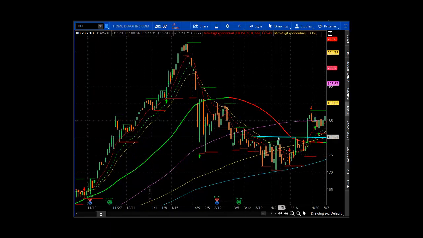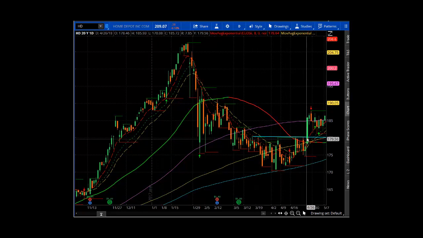Now you get that first time up, you fade it. You don't try to go with the breakout because it fails. Usually it's going to fail the first time. Second time, third time it failed, then it starts chopping around. But look, it's holding the moving averages.